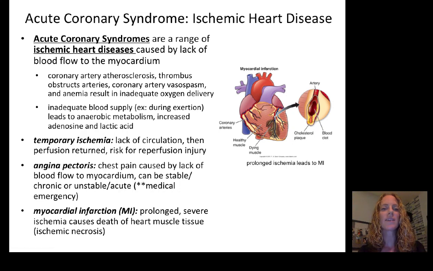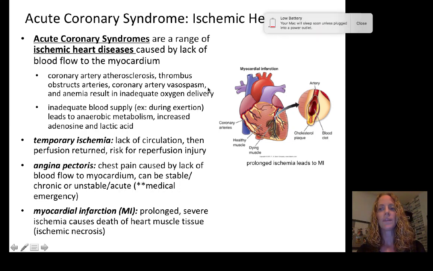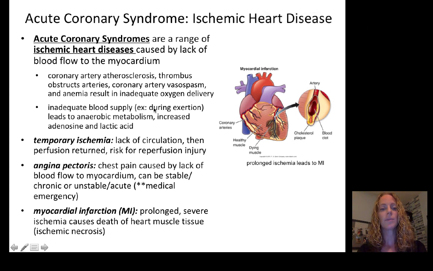While we're on the subject of the coronary vessels, I'd like to touch briefly on acute coronary syndrome, which is ischemic heart disease. Acute coronary syndromes are a range of ischemic heart diseases caused by a lack of blood flow, particularly lack of oxygen to the myocardium. There's many causes of this, for example, atherosclerosis in the coronary arteries, obstruction of the coronary arteries through thrombi, vasospasm of the coronary arteries, even anemia can result in inadequate oxygen delivery to the myocardium. This inadequate blood supply, for example, during exertion, can lead to anaerobic metabolism and increased adenosine and lactic acid. That can lead to temporary ischemia, lack of circulation then, and risk of reperfusion injury.